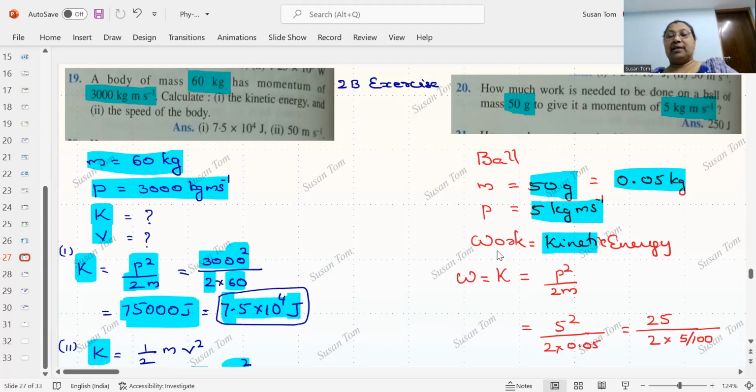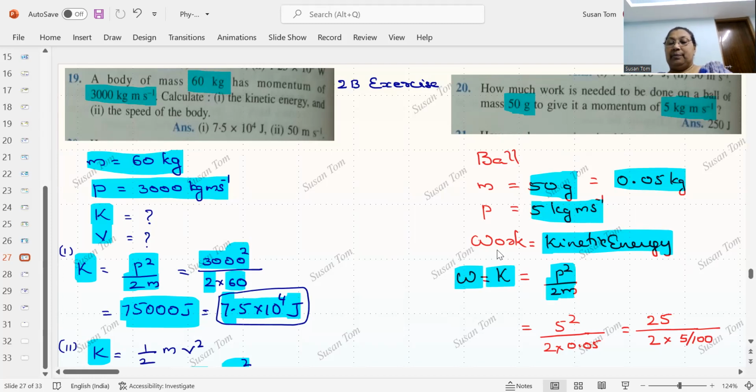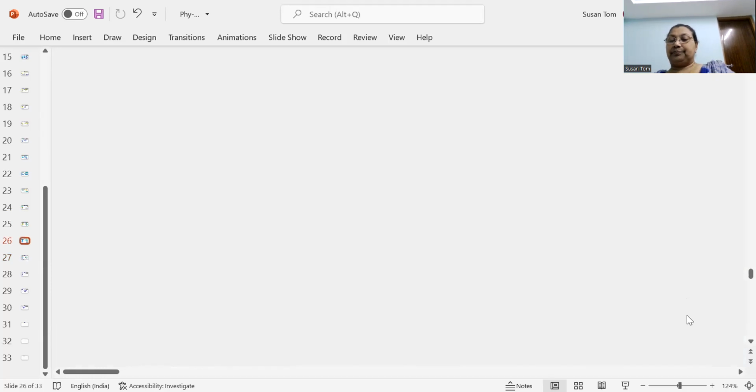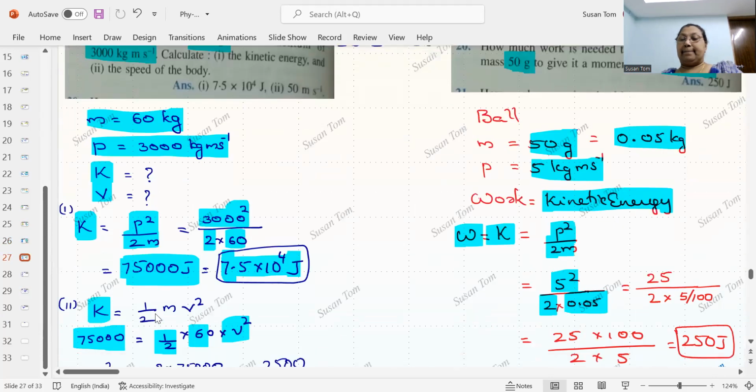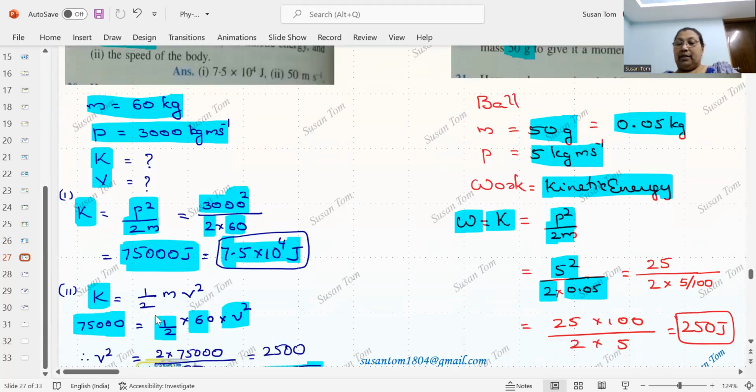Work done is equal to kinetic energy. The kinetic energy is doing the work. Work equal to energy. So work is equal to kinetic energy, which is equal to P square by 2m. P square by 2 into mass, you get 2050 joules.